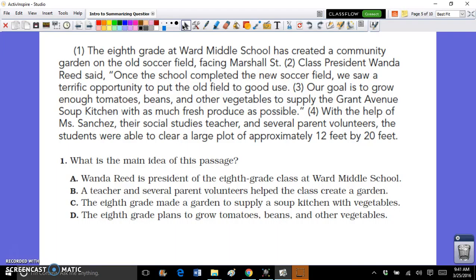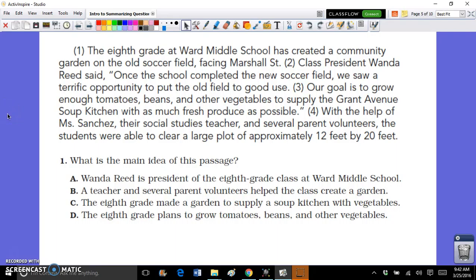The 8th grade at Ward Middle School has created a community garden on the old soccer field, facing Marshall Street. Class President Wanda Reed said, "Once the school completed the new soccer field, we saw a terrific opportunity to put the old field to good use. Our goal is to grow enough tomatoes, beans, and other vegetables to supply the Grant Avenue Soup Kitchen with as much fresh produce as possible." With the help of Miss Sanchez, their social studies teacher, and several parent volunteers, the students were able to clear a large plot of approximately 12 feet by 20 feet.